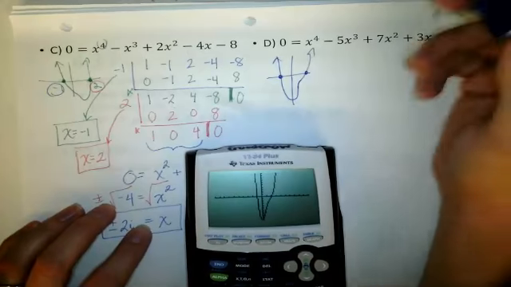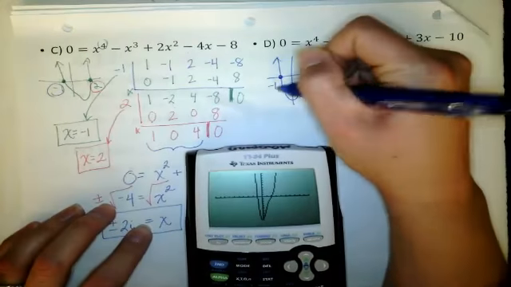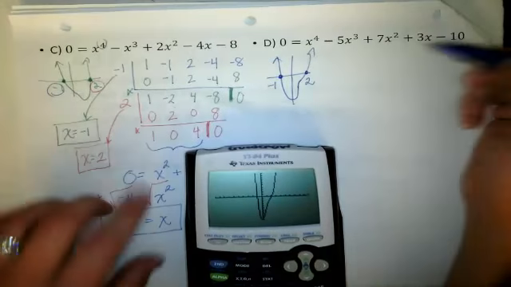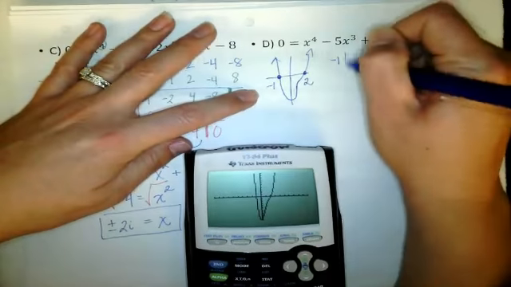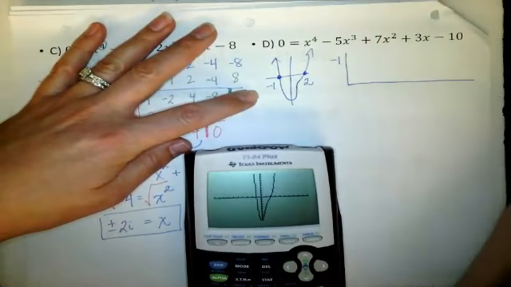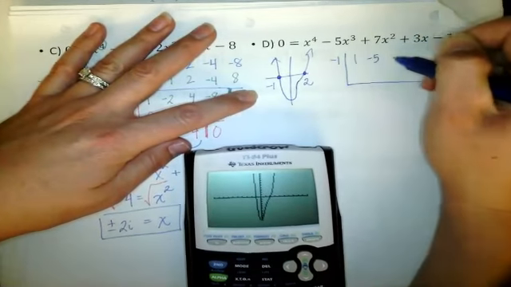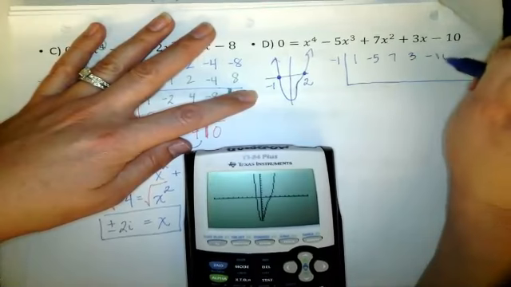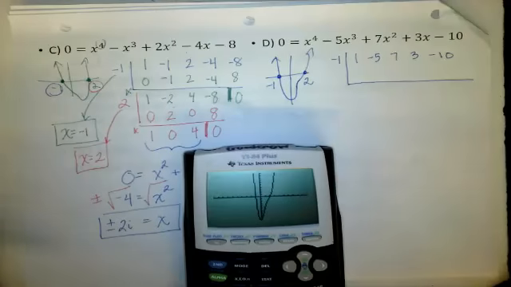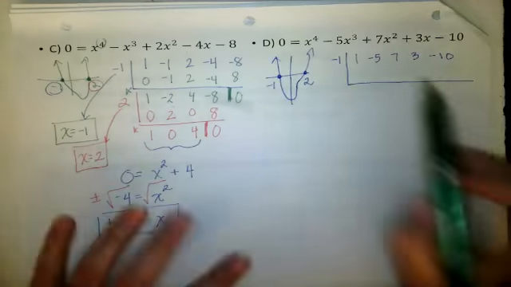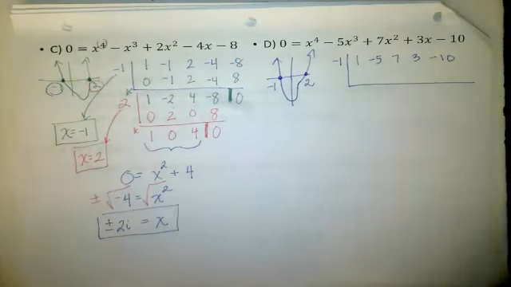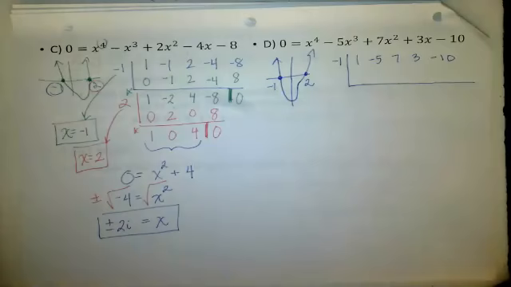What are our 2 real zeros that we can see? -1 and 2 again. Huh. All right. So I'm going to go again and use that synthetic division. Along the top, I've got a 1, a -5, a 7, a 3, a -10. Remember, when you have synthetic division, you have to fill in any missing terms. That's what most people forget.